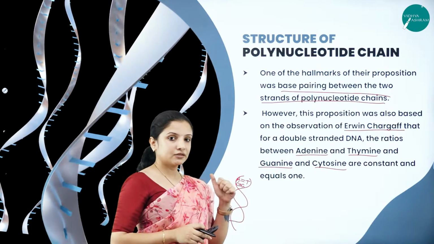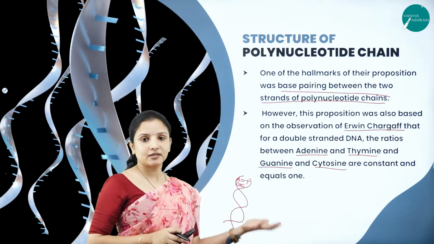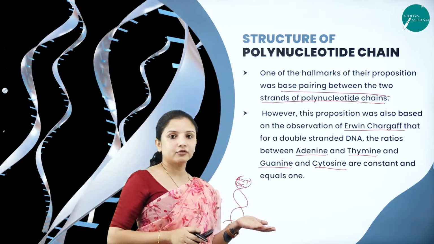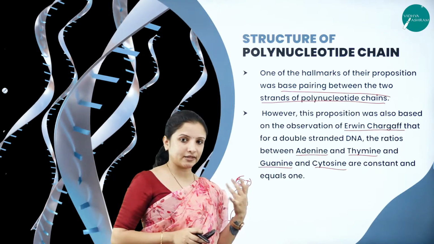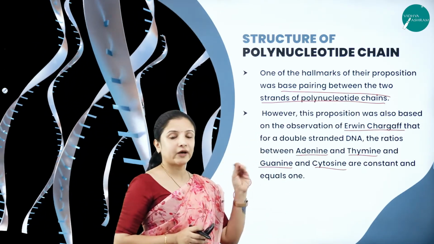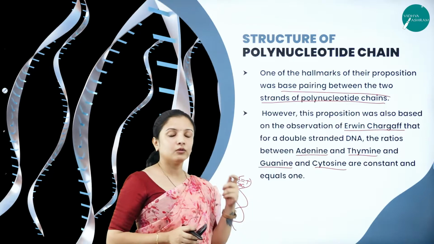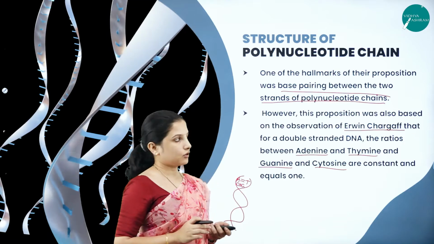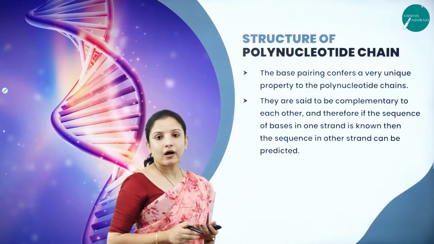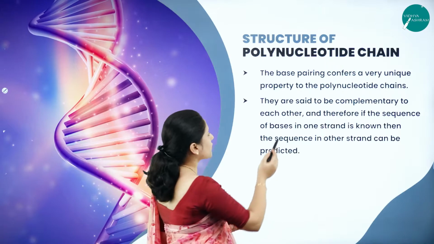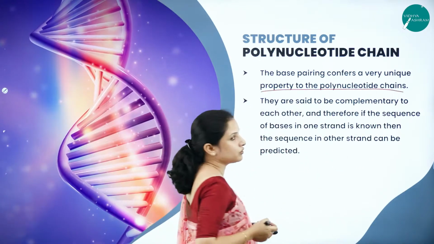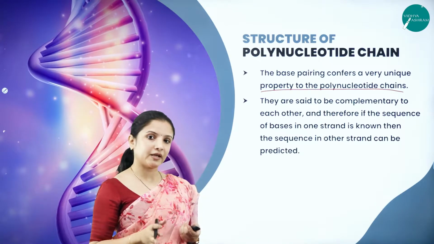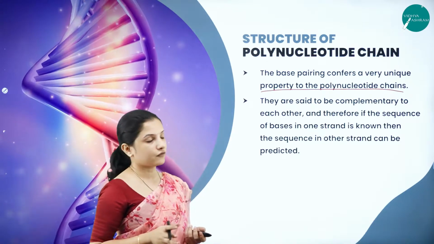So the credit for the discovery of the structure of the DNA, that it is a double helical structure and that base pairing occurs between the two polynucleotide strands, goes to Watson and Crick. Whereas the reason why it is double stranded and how exactly the base pairing will take place goes to Erwin Chargaff. The base pairing actually confers a very unique property to the polynucleotide chain. The DNA is a double helix only because of the base pairing, and base pairing is also one of the characteristic features of the DNA.